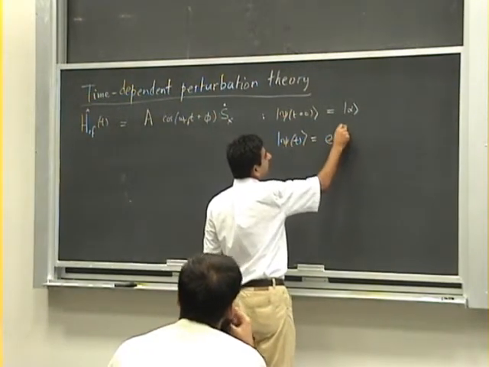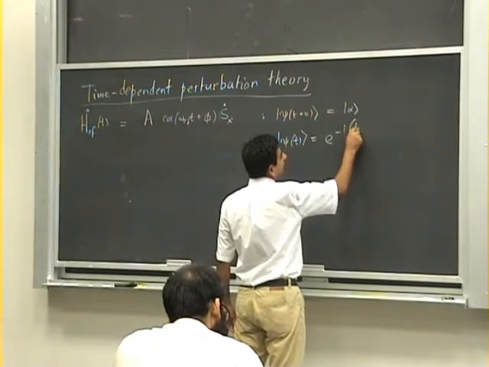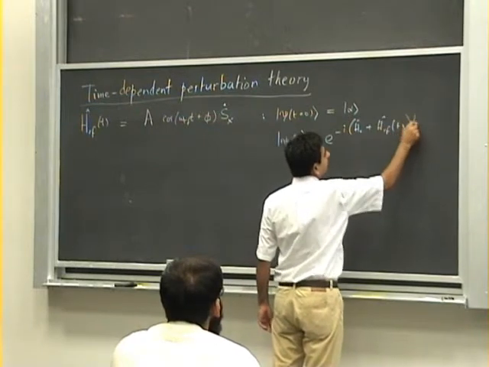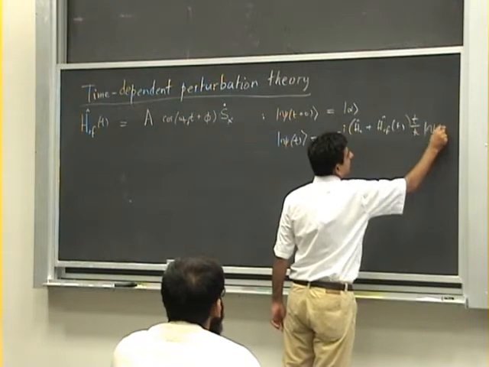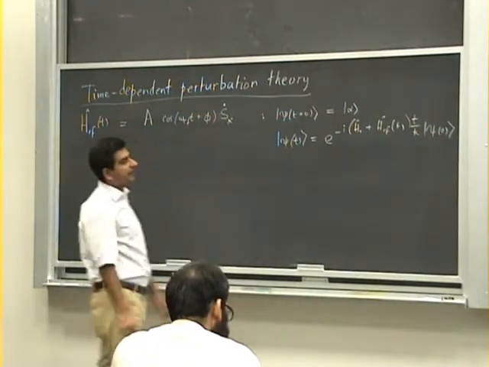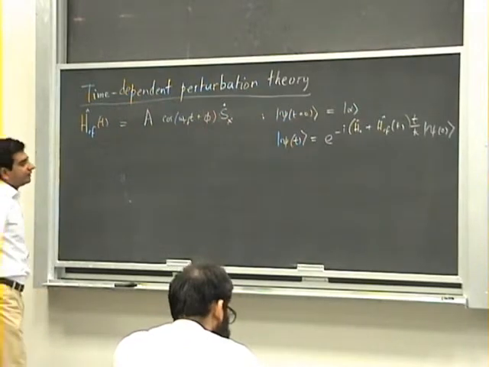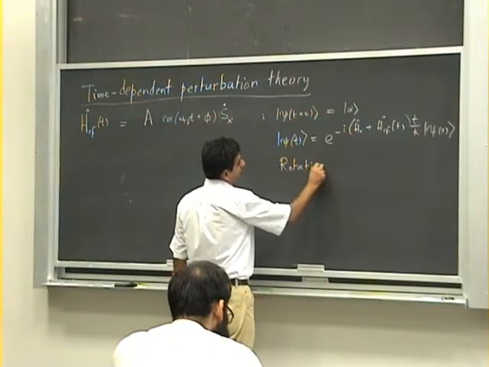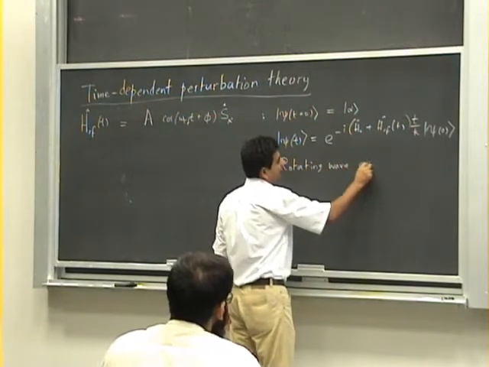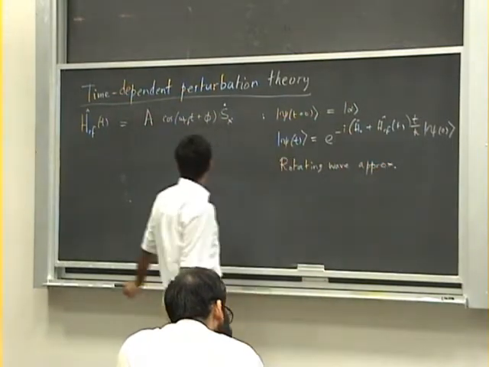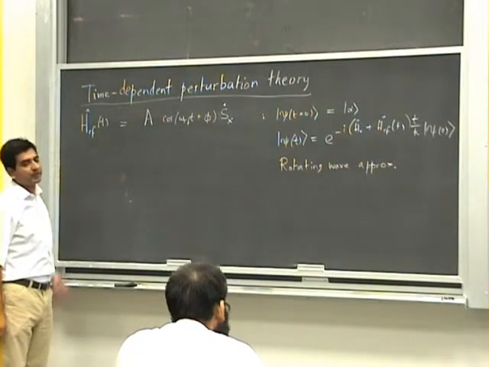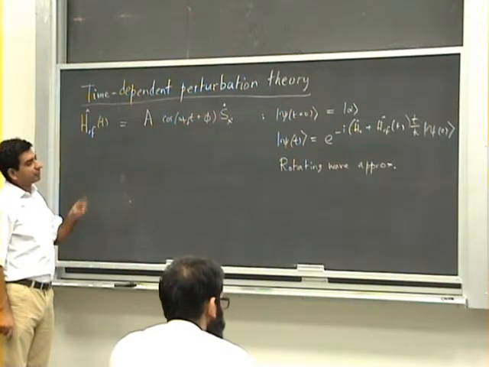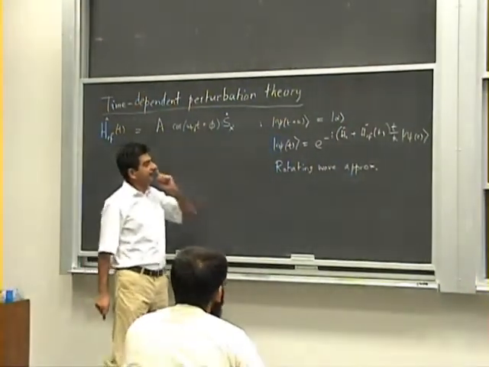It's given by e to the minus i, some background Hamiltonian H naught plus H_RF, which is time dependent, t over h bar, into the initial state. So we could explicitly find out what this time-dependent state was. There we made use of what was called the rotating wave approximation, in which the perturbative Hamiltonian was broken up into two parts, a resonant part and a non-resonant part. And by looking at the resonant part only, we could derive this time-dependent state exactly.